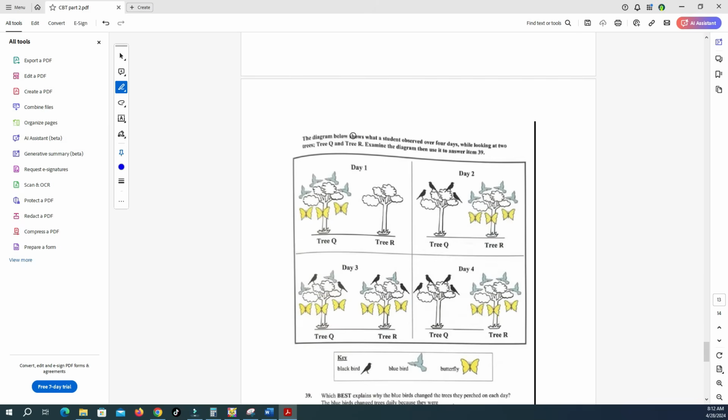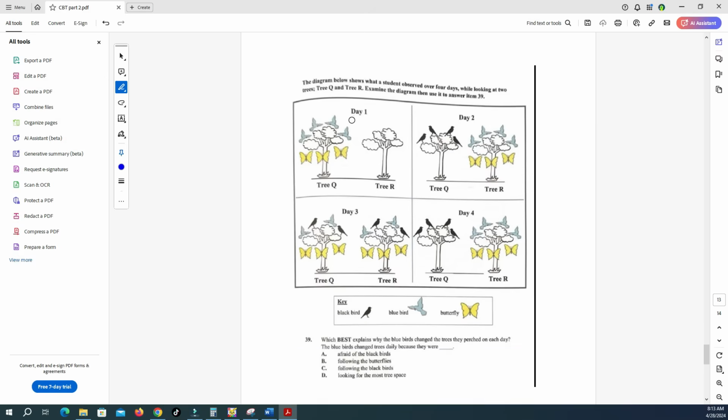All right, cool. So the diagram below shows what a student observed over 4 days while looking at 2 trees, tree Q and tree R. Examine the diagram, then use it to answer item 39. So day 1, I see butterflies and I see some birds. Nothing over this tree. Then I see tree Q has the blackbirds, and then they have maybe gray birds or blue birds, I'm not sure. And then you have the butterflies. Butterflies are here, both blackbirds are here and bluebirds.